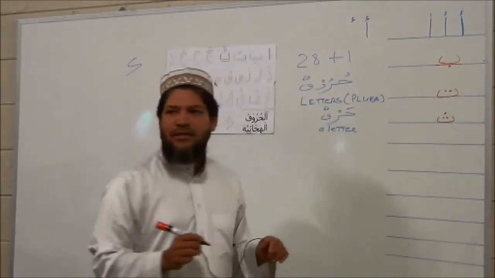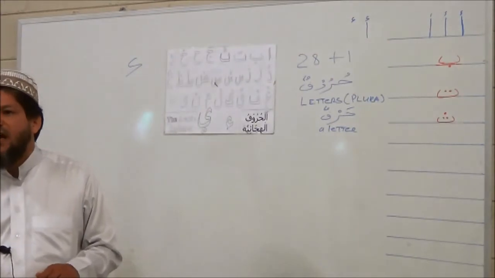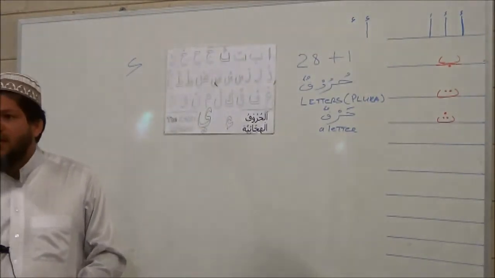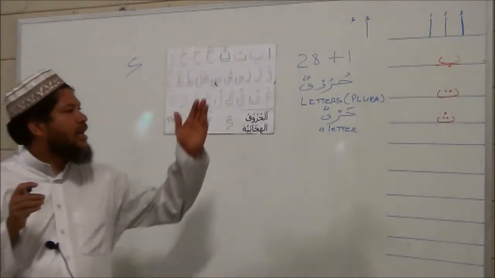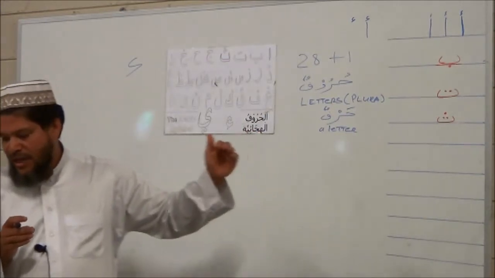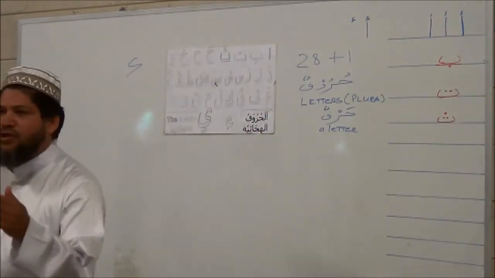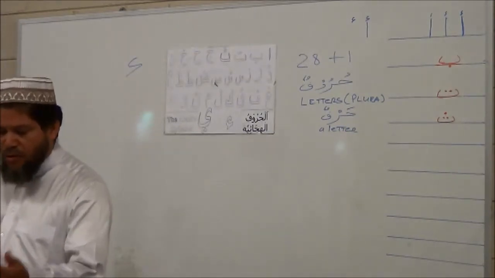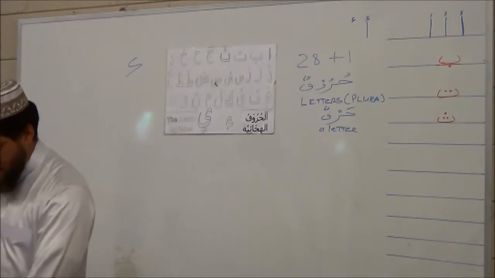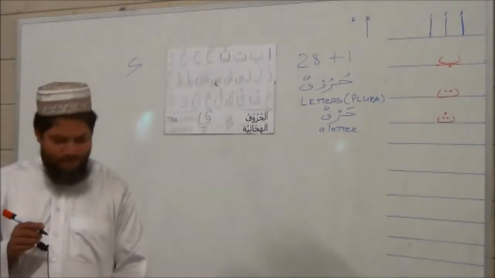Three dots for the letter Tha. Alif, Ba, Ta, and Tha. I want you, inshallah, at home, to complete the exercises with what we've covered so far. We can do the letter Jim as well, inshallah.